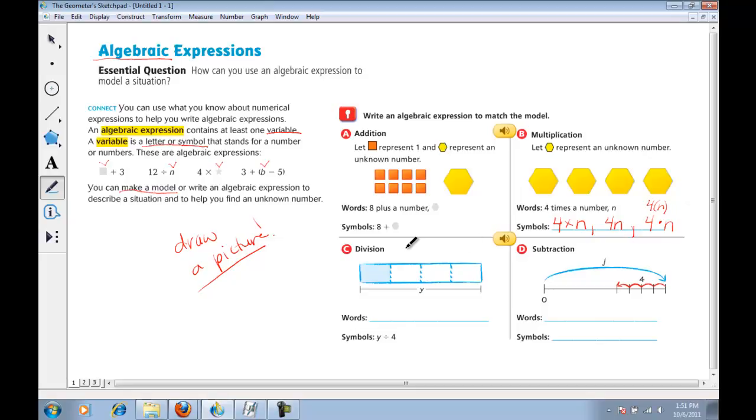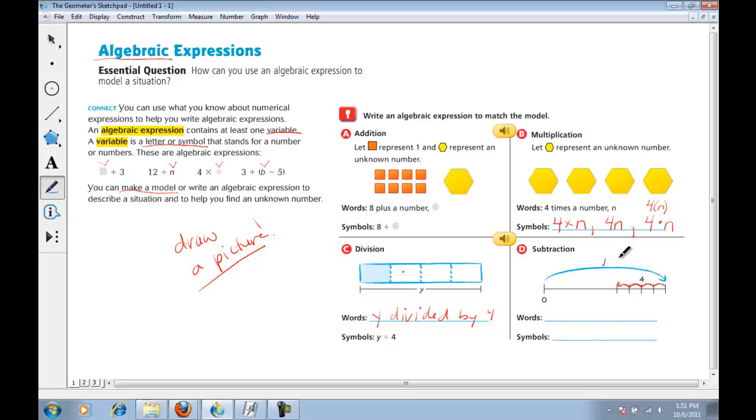Now let's look down here at division. This whole rectangle has a value of y. And that's what this symbol here means. And this whole rectangle has been divided into 1, 2, 3, 4 equal groups. So we could say y divided by 4. And these are the symbols that we could use to show that.